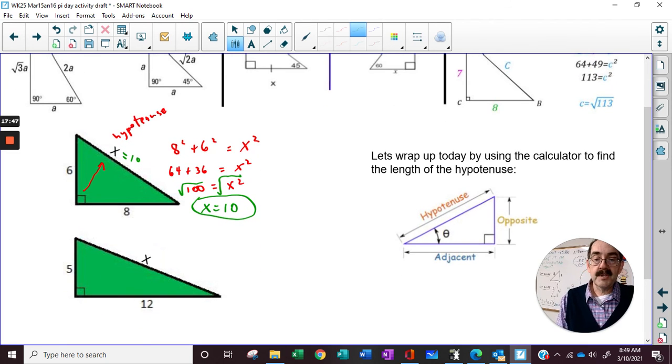Your job is to calculate x. 5 squared plus 12 squared equals x squared. You calculate what is the hypotenuse of this triangle.